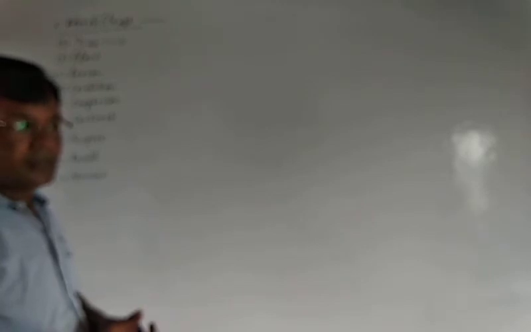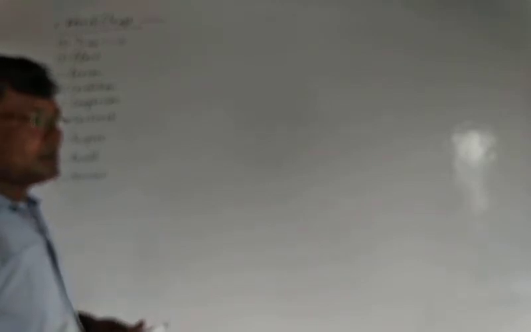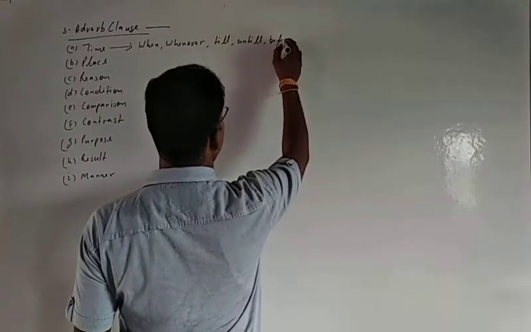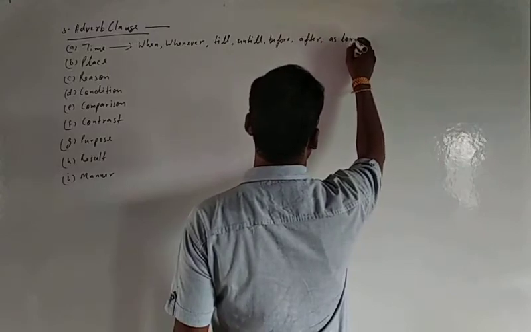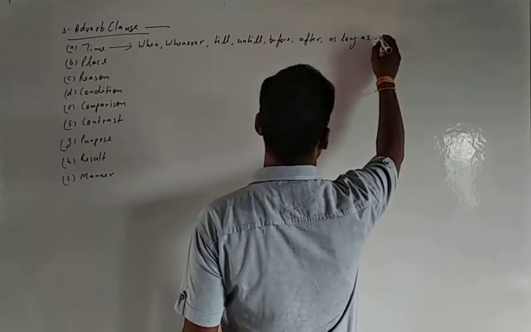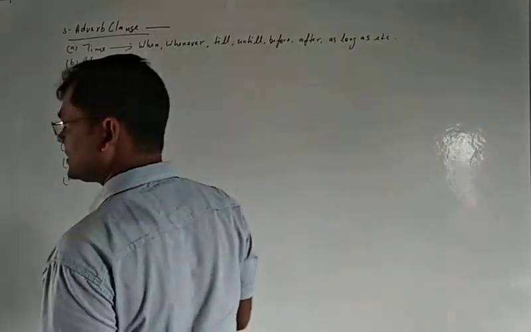So start first, time. As it is also showing, it expresses about time. So while making it, we use when, whenever, till, until, before, after, as long as, etc. See example.